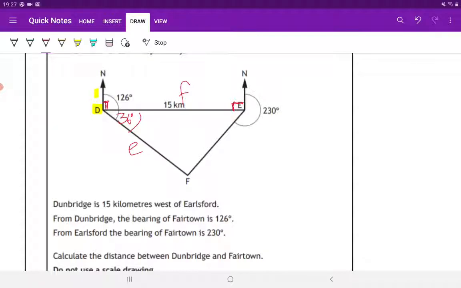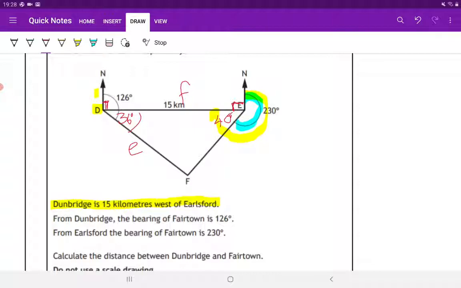Now that's far more useful to have, the angle inside the actual triangle that we're focusing on. The other thing to bear in mind is we were told in the question that Dunbridge is west of Earlsford, which means that from here all the way round to there is 270 degrees, because that's what the bearing of west is, remember. And we know that from here to here is 230 degrees, the bearing of Fairtown from Earlsford. So again, what's left? 230 to 270. This angle in here is 40 degrees.